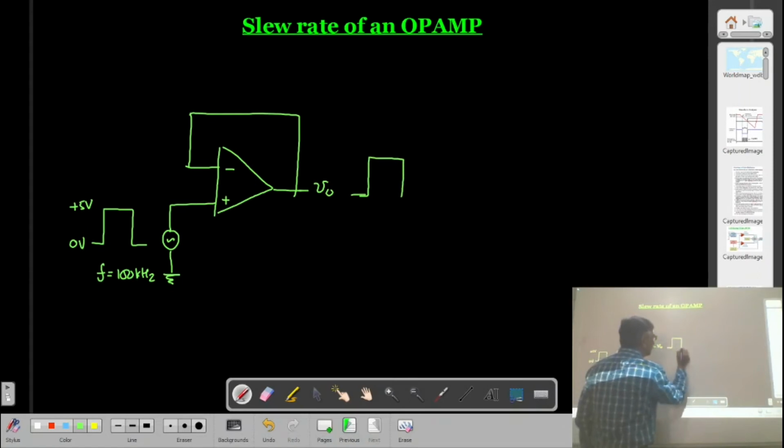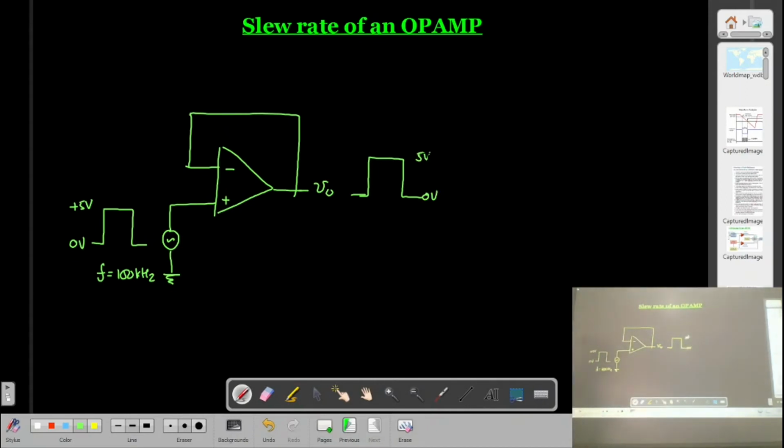It should also be 0 volt and 5 volt because the unity gain is there. So if you have an ideal operational amplifier, then the shape of the input signal and the shape of the output signal will be identical. Here the closed loop gain of this operational amplifier is 1.